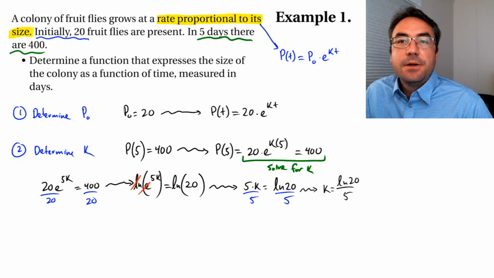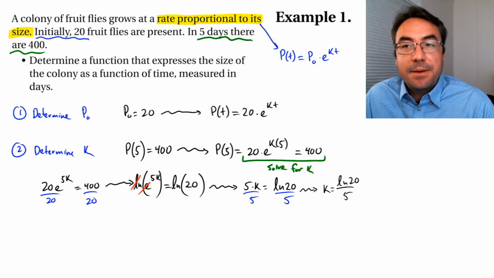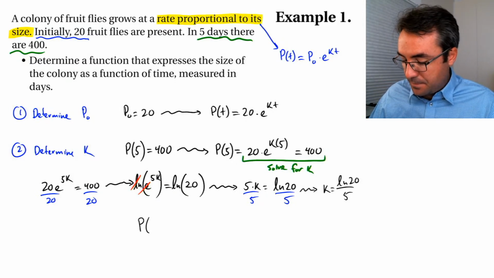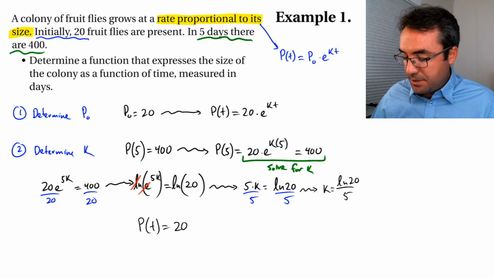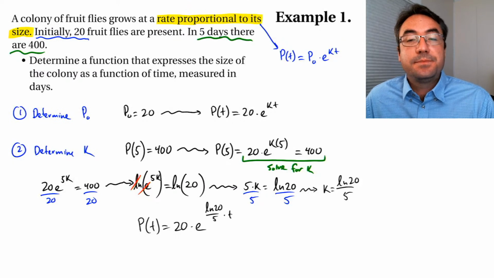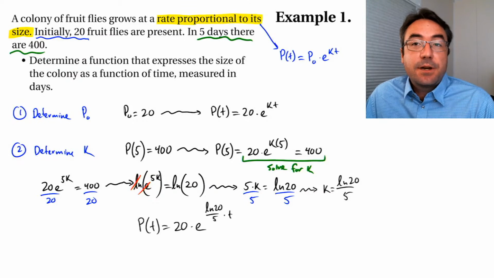So that's not the answer. We wanted to find a function that expresses the size of the colony as a function of time. So we just need to take that k value and plug it into our function p of t. So p of t is ultimately 20 times e to the power of natural log 20 over 5 times the variable t. And that's our population function. That's the population at time t.